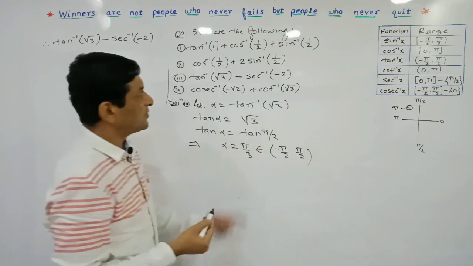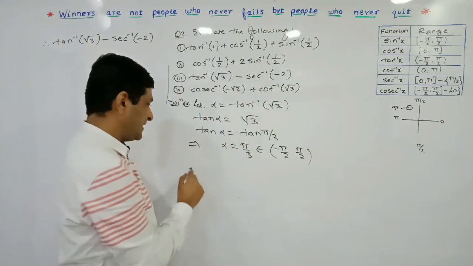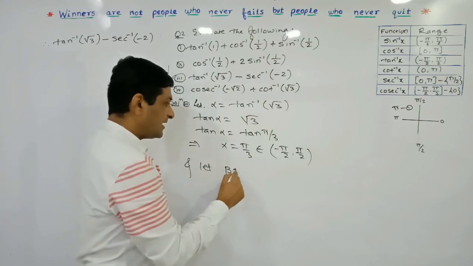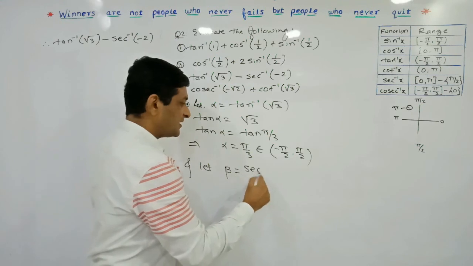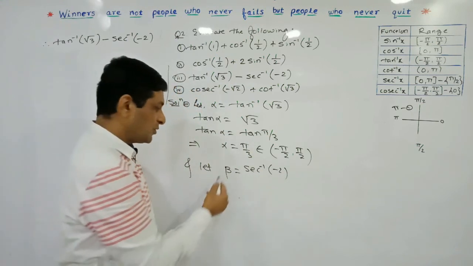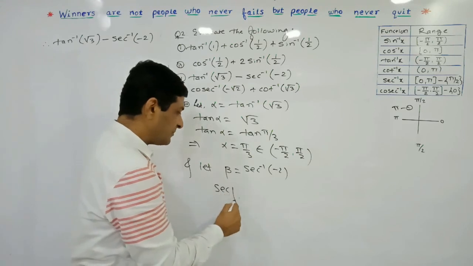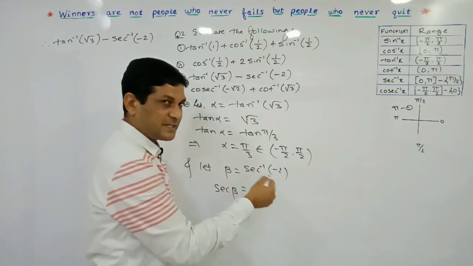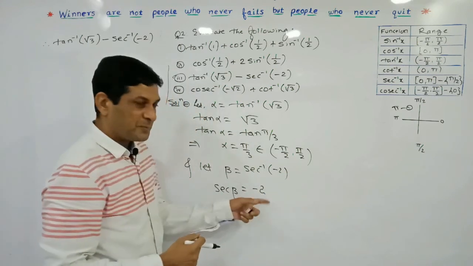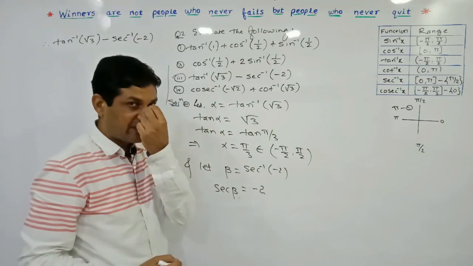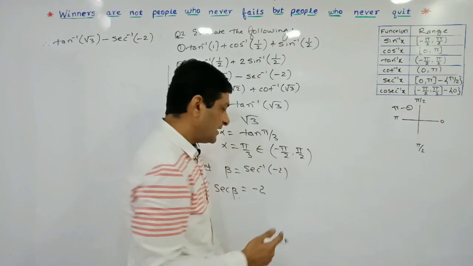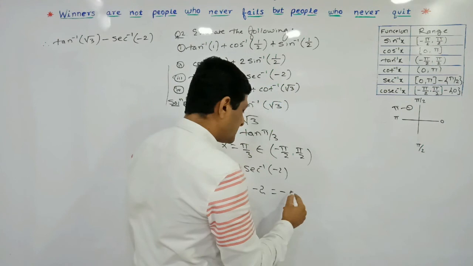Now let us denote the second value by beta, and let beta be equal to sec inverse of minus 2. Now again, if we take sec on both sides, on this side we will get sec beta, and on this side sec and sec inverse will get cancelled, the remaining part is minus 2. The value of sec is negative, which means it definitely lies in what? The second quadrant, because its range is between 0 and pi. So which is equal to minus, keep it as it is.